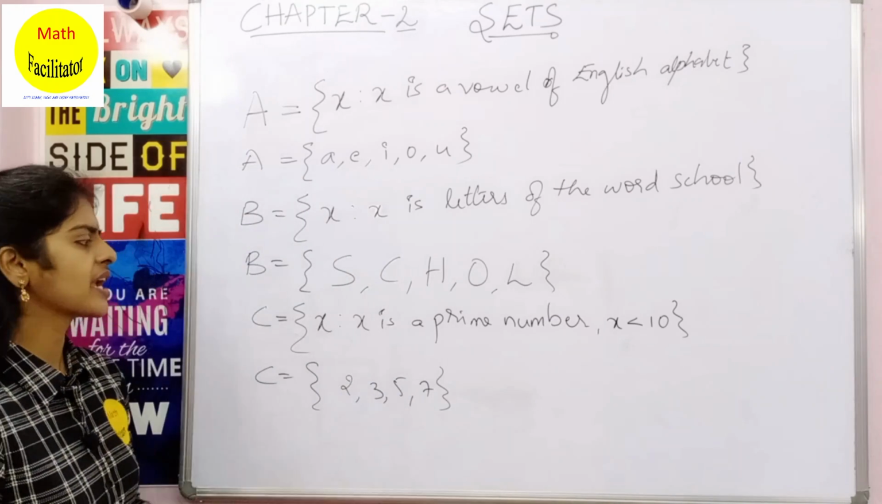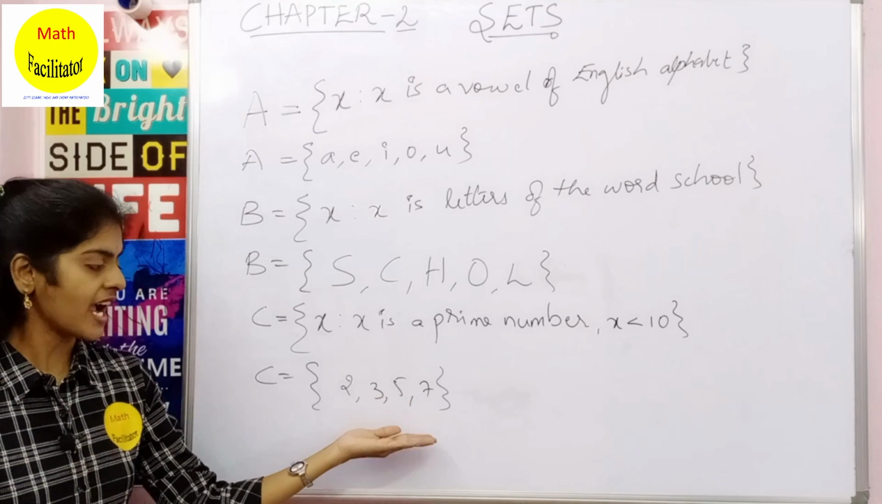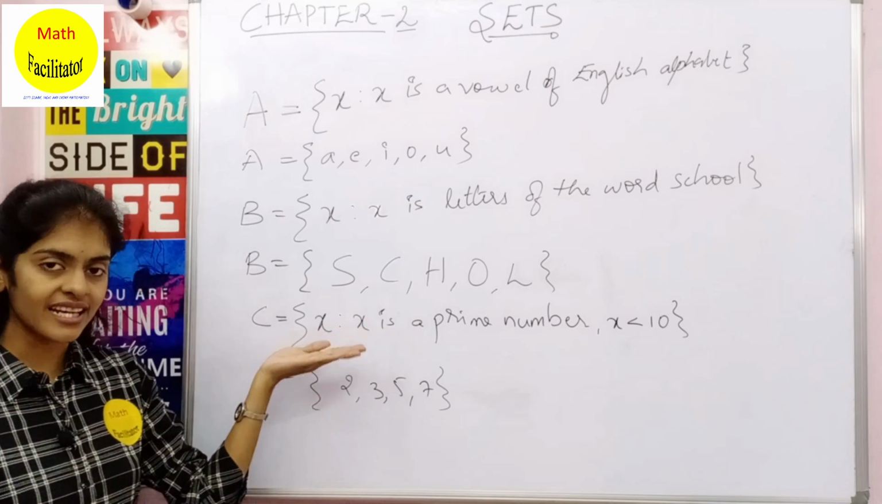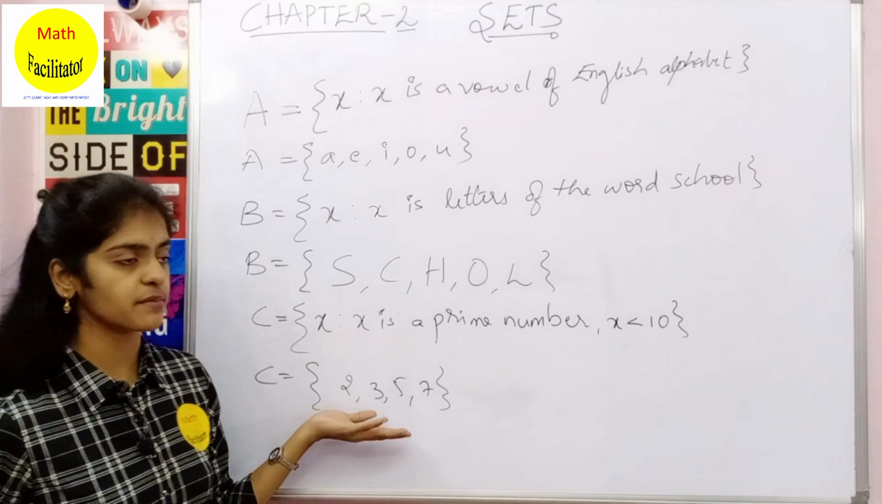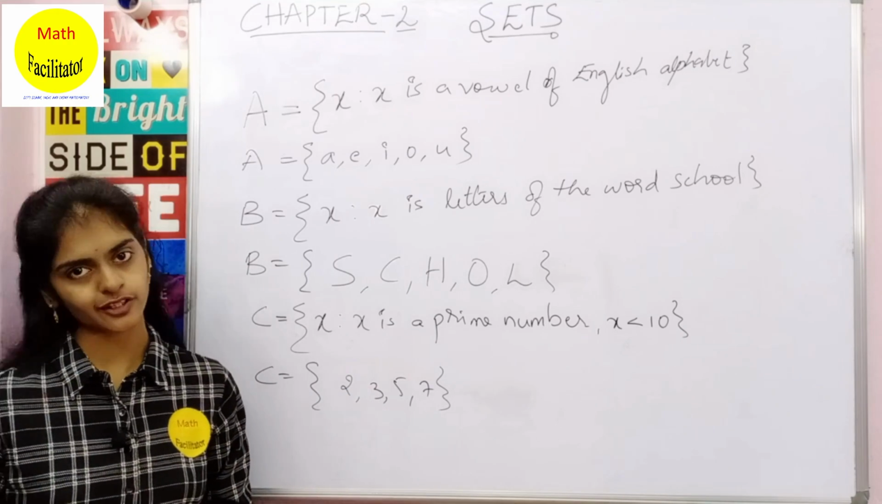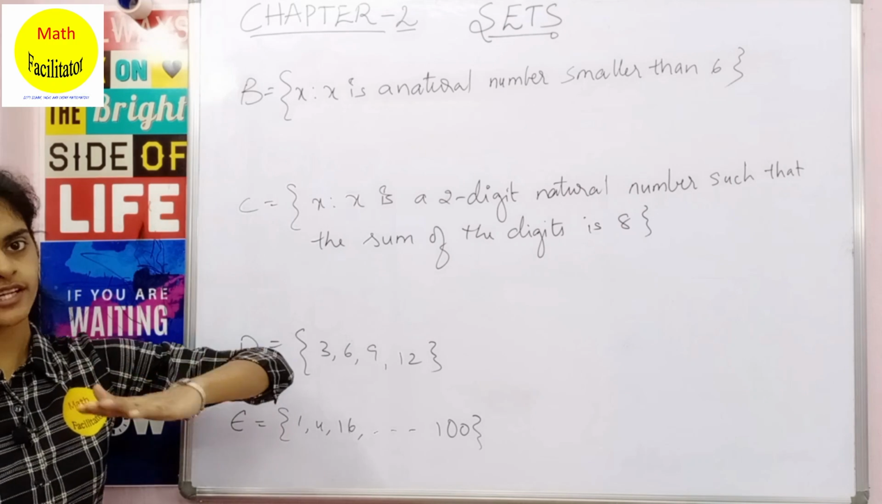Okay, so clear? Whenever a set builder form is given to you, you should know how to write it in roster form, and whenever a roster form is given to you, you should know how to write it in set builder form. So now let us try to convert roster form into set builder form and set builder form into roster form. I hope these two forms are very clear for you now. Now I have taken a few examples. Let us convert set builder to roster and roster to set builder.